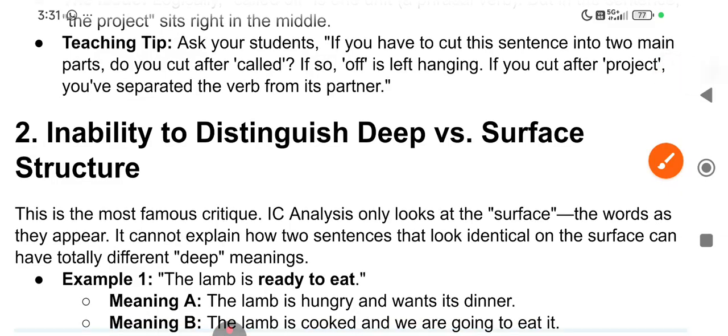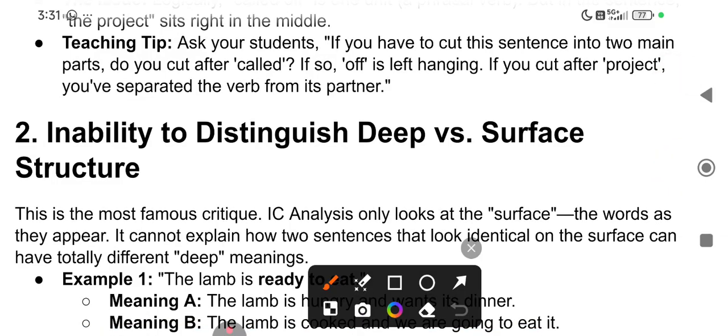So this is the issue. If we have to cut this sentence into two main parts, do you cut after "called"?